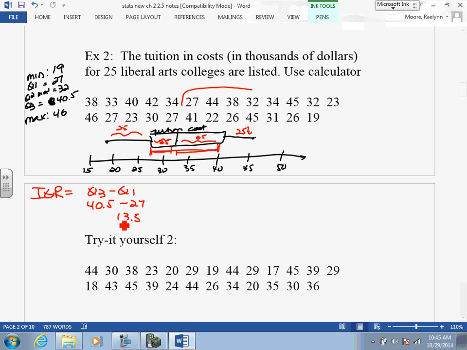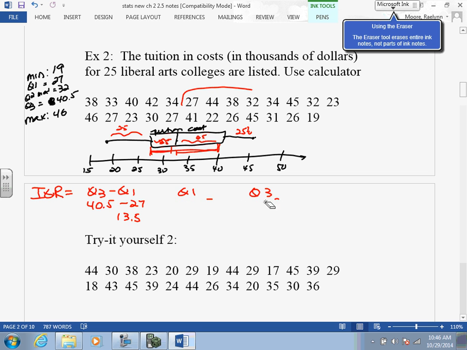Okay, 13.5. All right, now, from that, we can take this and multiply it by 1.5.